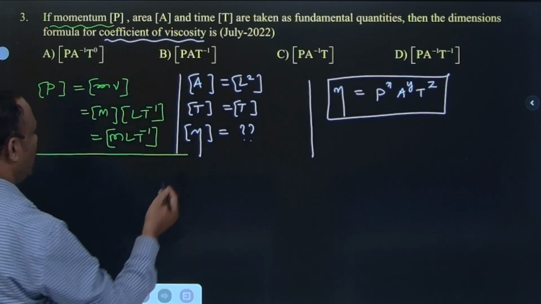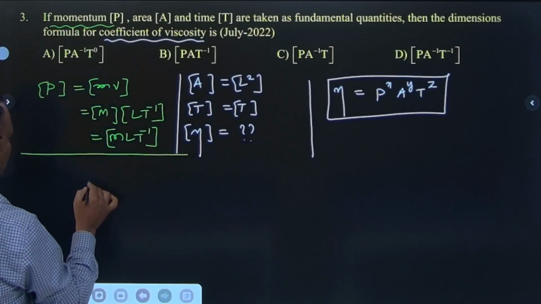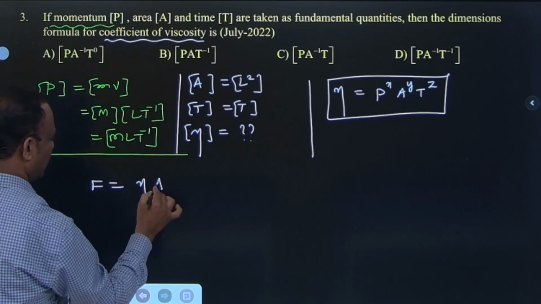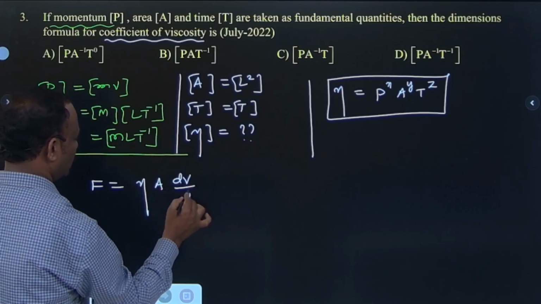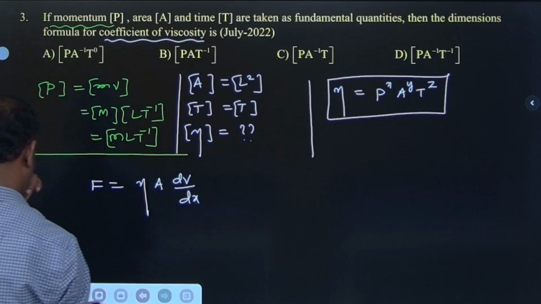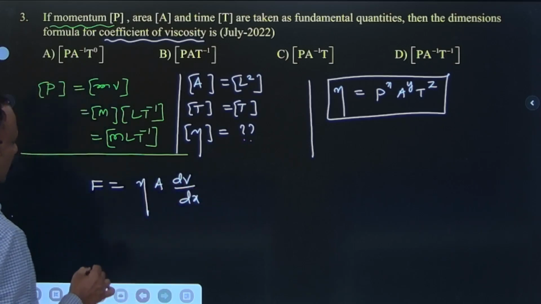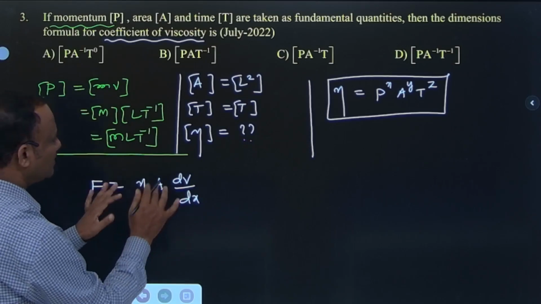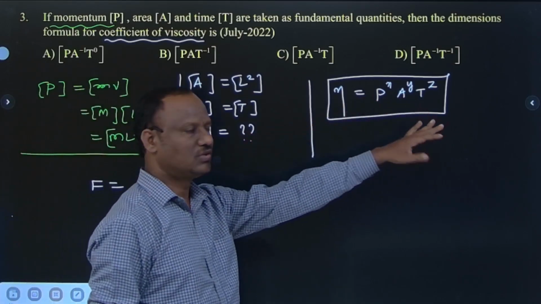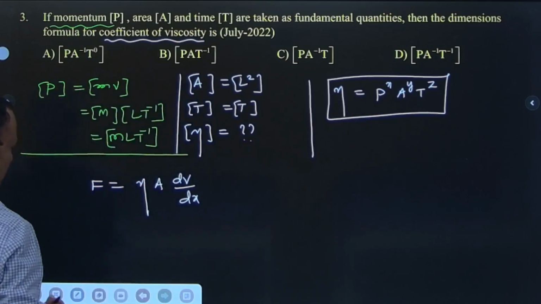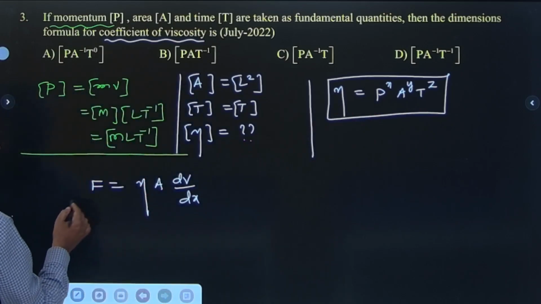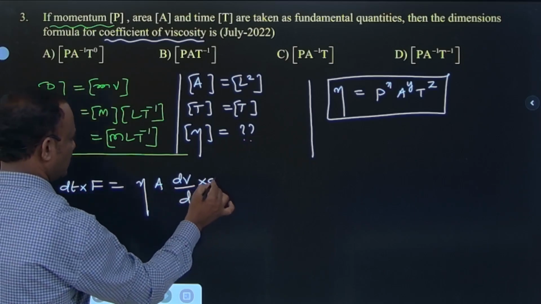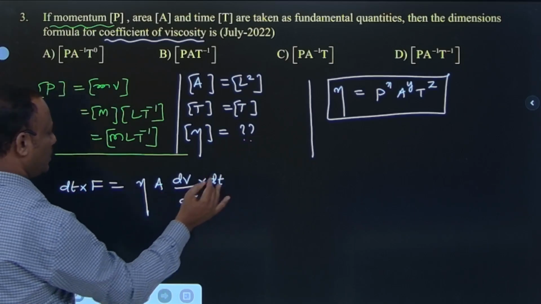Okay, so I am taking the coefficient of viscosity. F is equal to eta A into dv by dx. Now F is what? Dimension. This is what I am taking just for simplification. Actually this is a method, so in any way you can solve this. I am just multiplying with dt on both sides.